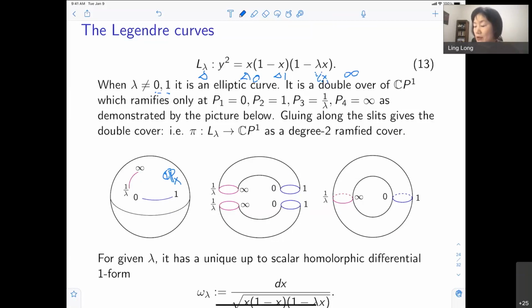To get to the picture, what we're going to do is perform the branch cut along any 2 singularities, all right? We just happen to choose the branch cut along 0, 1, and 1 over lambda, infinity.